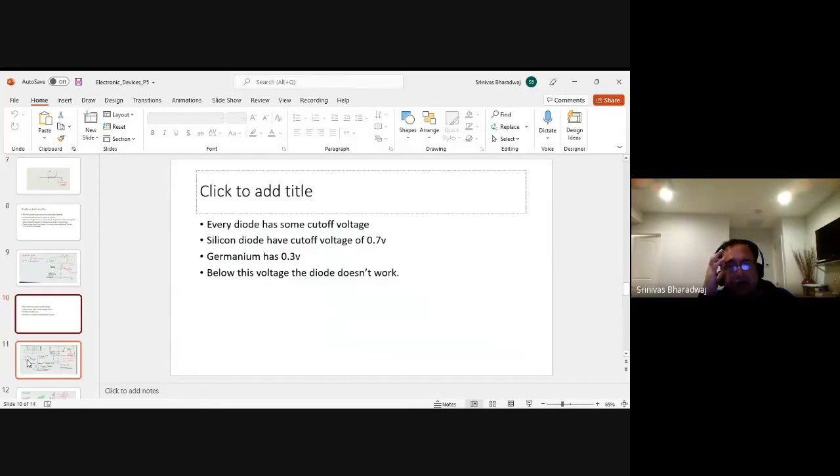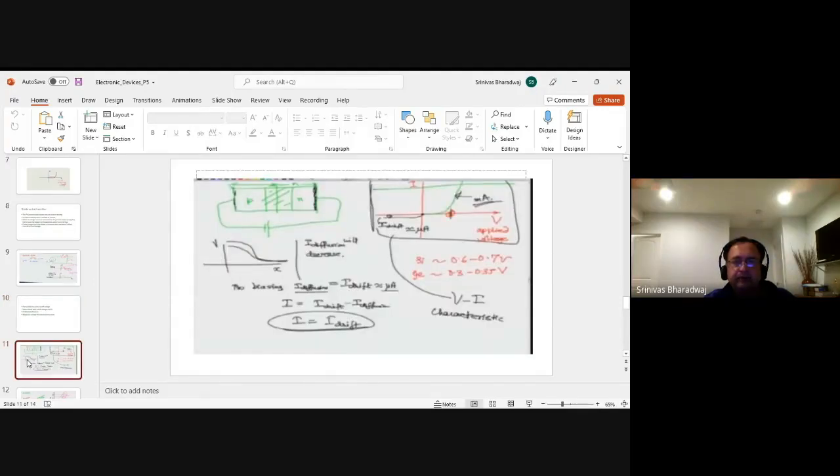So this is a simple half wave rectifier. Now every diode has a cutoff voltage. Silicon diodes have a cutoff voltage of 0.7 volts. Germanium diodes have 0.3 volts. Below this, the diode does not work. It is an open circuit either way. Now the total current is I drift minus I diffusion. The drift works one way. The diffusion is more like your conduction current. So the two currents combine to form the total current, and you have an I versus V that looks like this for a diode.